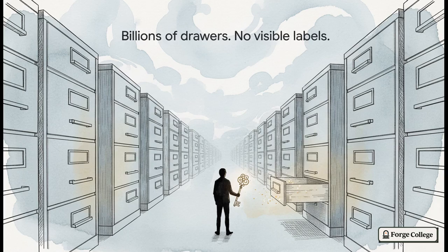If you know the exact label, the specific key, you can walk right up to that specific drawer, open it instantly, and grab your data. But if you don't know the key, well, you can't just casually browse through the cabinet to see what's inside. It's incredibly efficient, but it's also highly secretive.